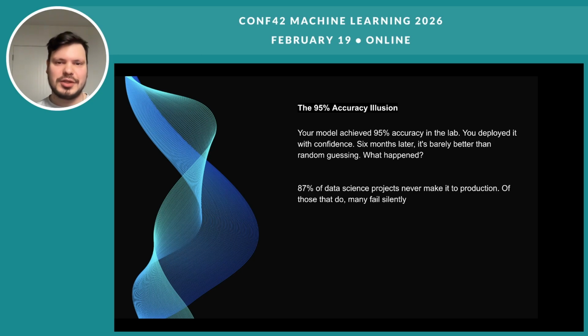So imagine a situation: you train a model and your model achieved 95% accuracy in the lab. Now you deploy it with confidence, but 6 months later its performance is barely better than random guessing. And you think, what happened? Unfortunately, that scenario is not a rare exception. Industry reports say that 87% of data science projects never make it to production. And of those that do, many fail silently.